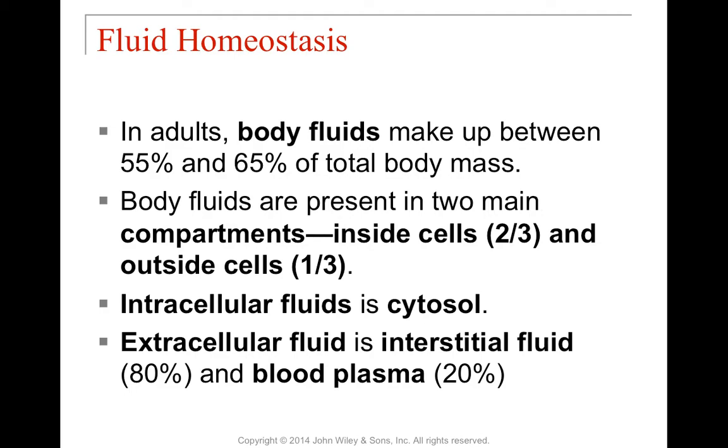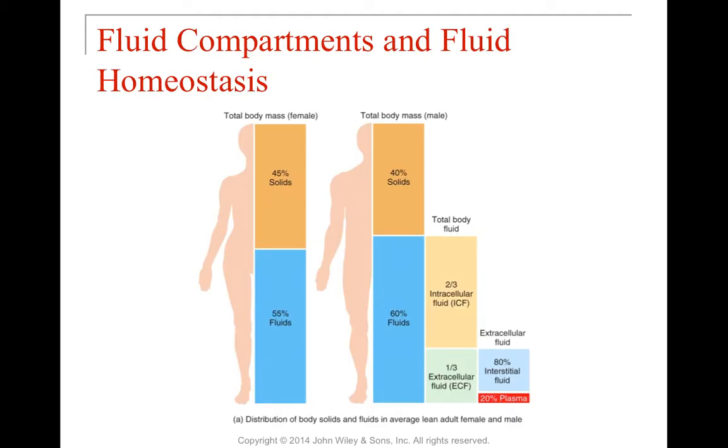Inside of your cells is going to be approximately 2/3 of the liquids in your body, and that's going to be the intracellular fluids. The extracellular fluids, approximately 1/3 of that body fluid, is going to be comprised of two different types: the interstitial fluid, which is 80%, and blood plasma, which is 20%. Basically, what happens is we have an exchange of different ions back and forth between the blood plasma, the interstitial fluid, and the intracellular fluid.